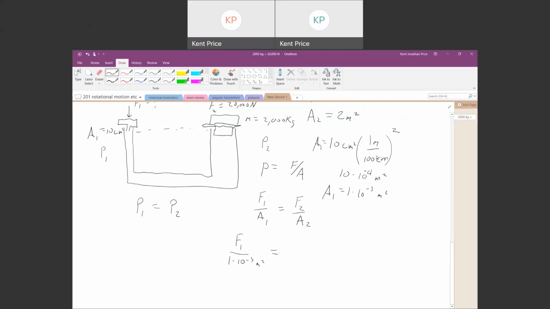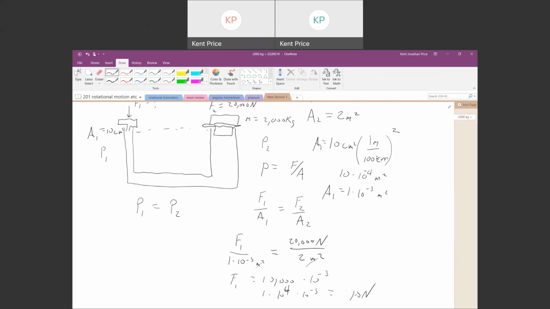And that has to equal F2. F2, we said, was the weight of the car, 20,000 newtons, over A2, and that was given as 2 square meters. I've got square meters in the denominator on both sides, so I can cancel those, and I need to multiply both sides by 10 to the minus 3. So F1 equals 20,000 times 10 to the minus 3. 20,000 is 2 times 10 to the 4. So 2 times 10 to the 4 times 10 to the minus 3. When I divide by the 2, that should be 10 newtons. So I can lift a 20,000 newton car, a 4,000 pound car, by applying 10 newtons, or 2.5 pounds.